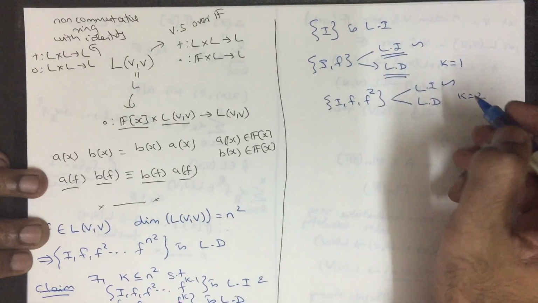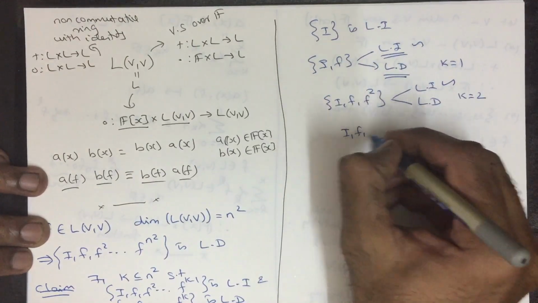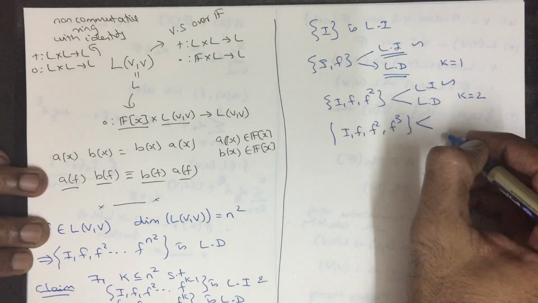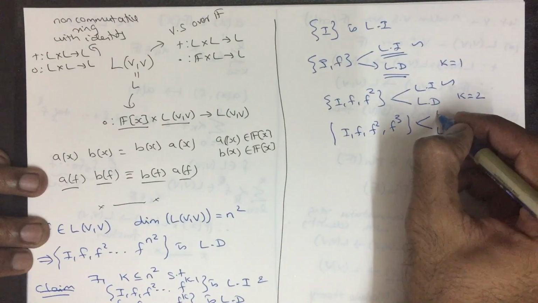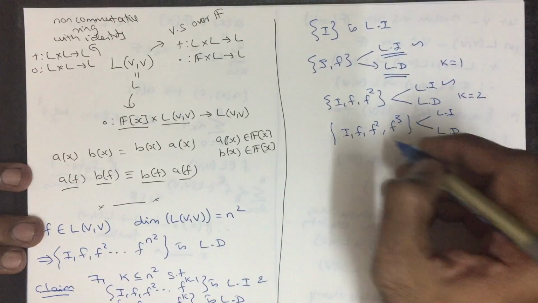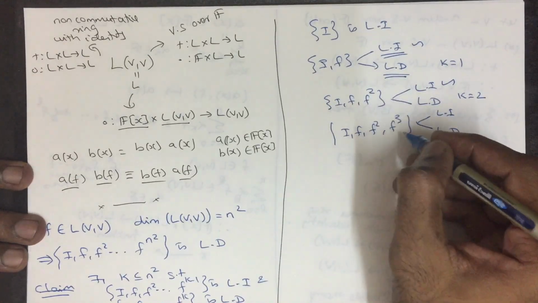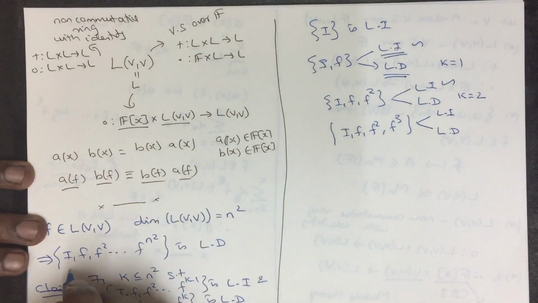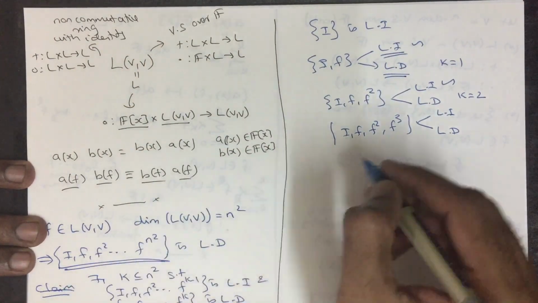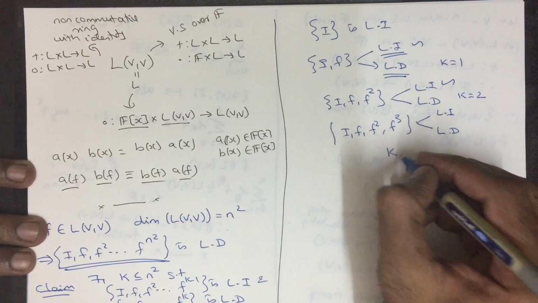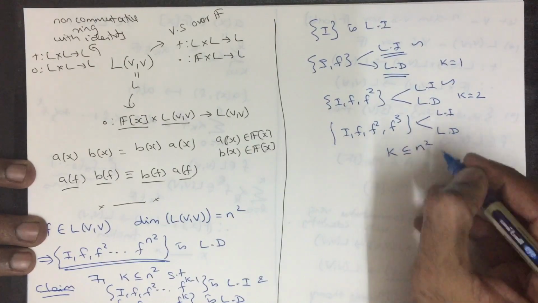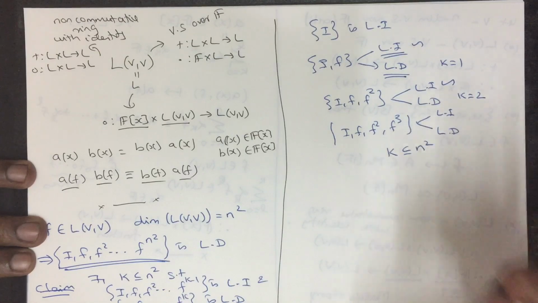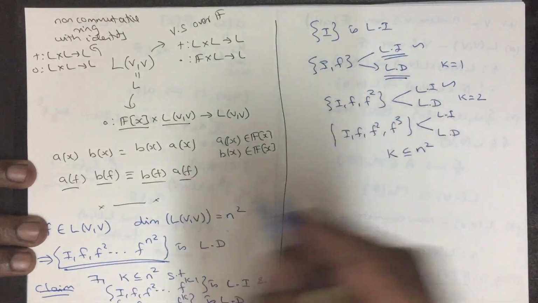Now, suppose it is not linearly dependent. If it is linearly independent, then you consider I, f, f squared and f cubed. Again, you can do the same logic. The good thing is, there is an upper bound, because we know that at some stage the whole set is linearly dependent. Therefore, naturally k is bounded above by n squared. At some stage it is going to be linearly dependent. Therefore, this claim is very clear by this argument.